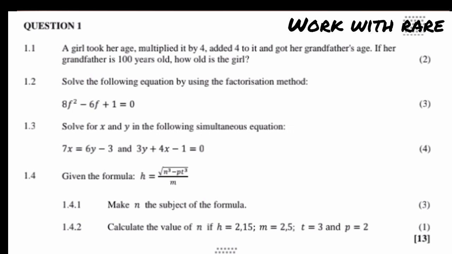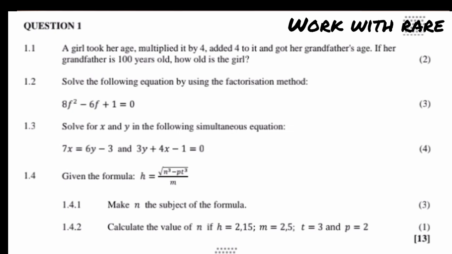So today I will do the July 2024 question paper, number 2. This is from the previous trimester. I wrote my answers, so I will explain from what I wrote.